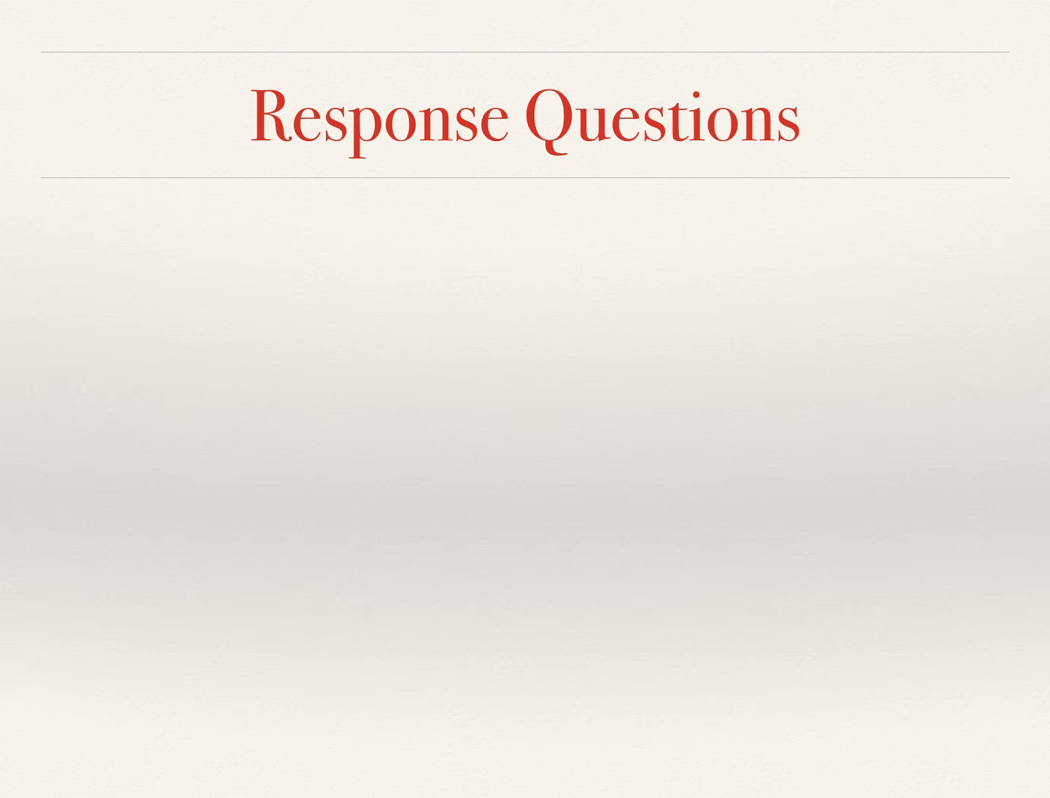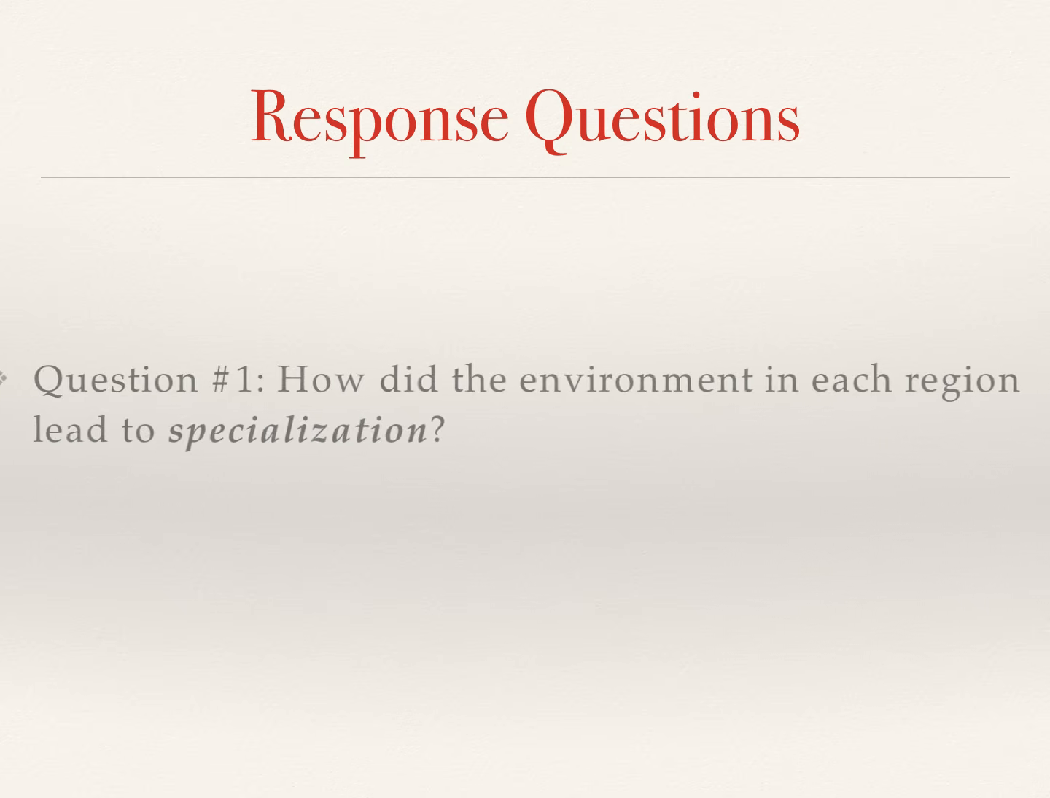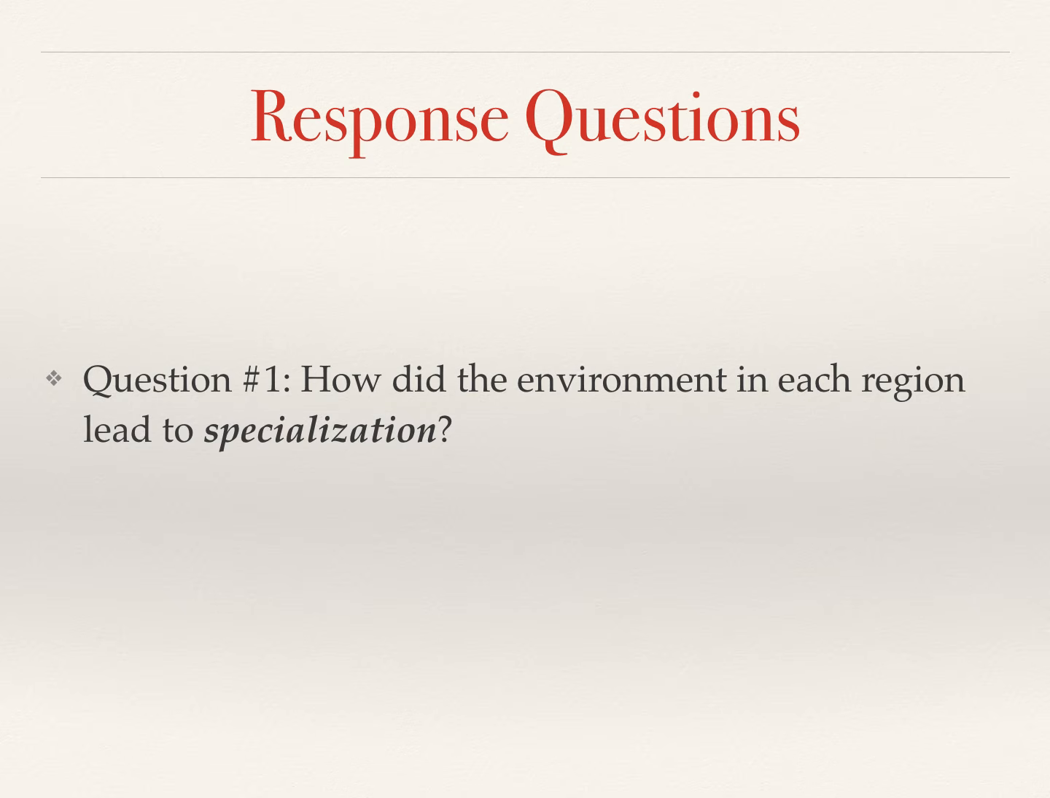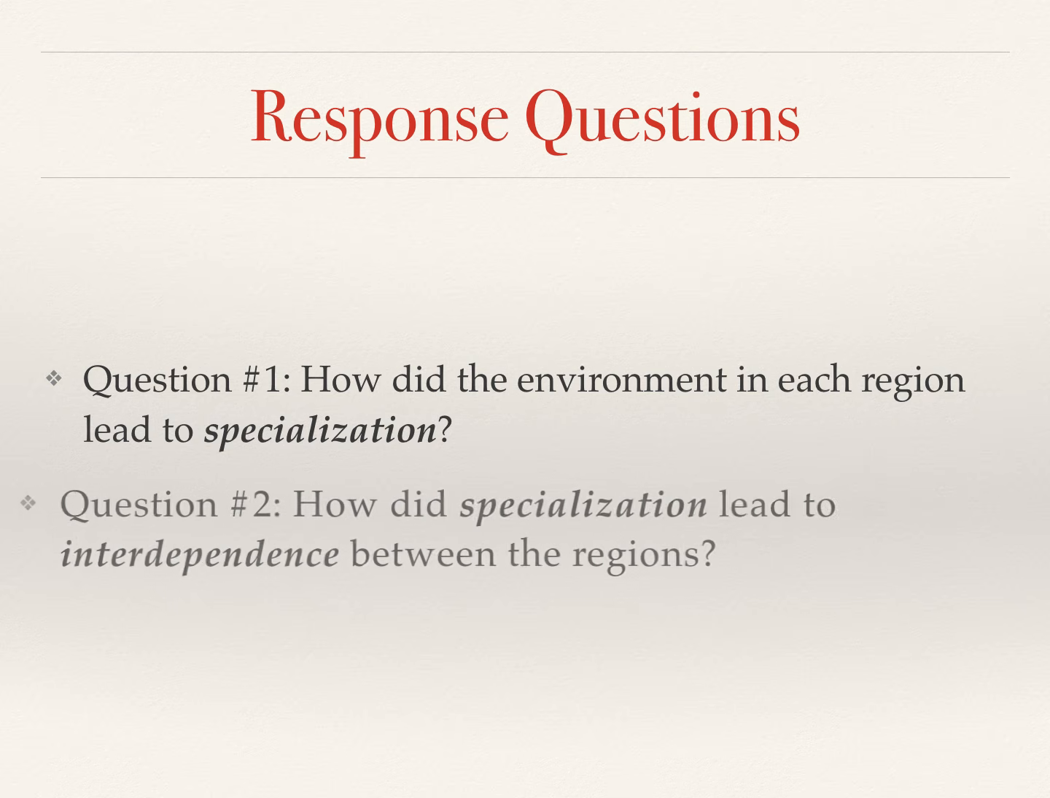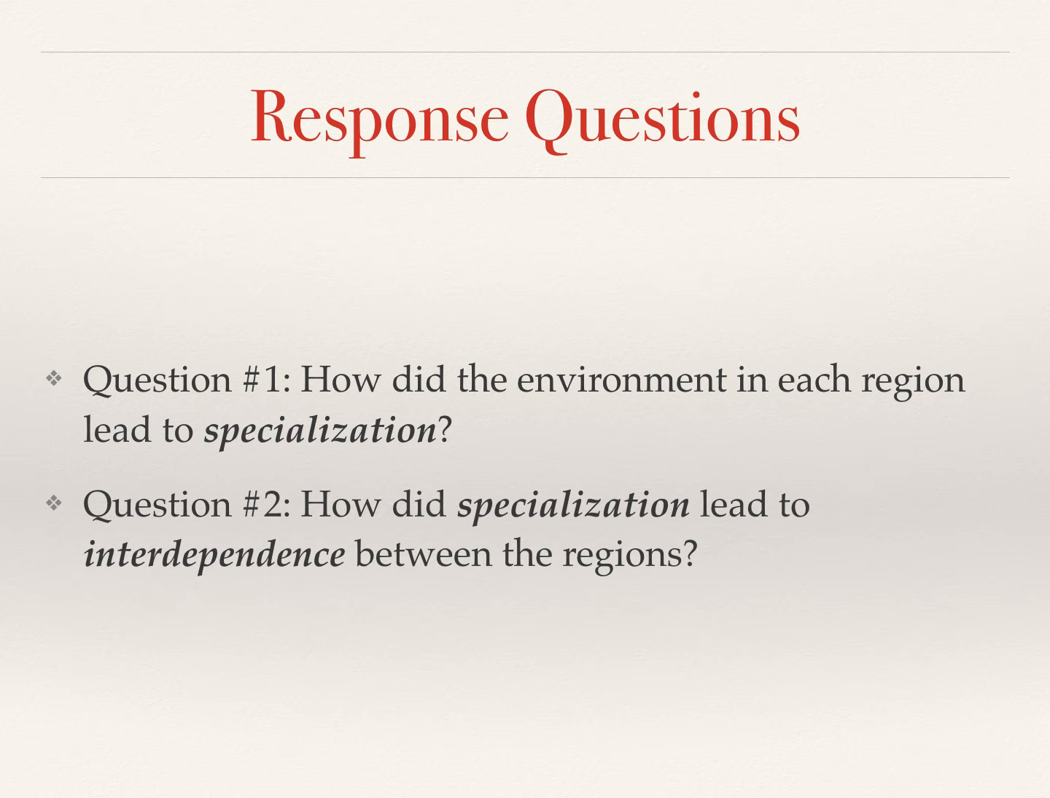So two response questions for this set of notes that I would like for you to write down in your notes and think about the answers to each. First off, how did the environment in each region lead to specialization? You don't have to talk about each region specifically, just generally. And the second question, how did specialization lead to interdependence between the three colonial regions?